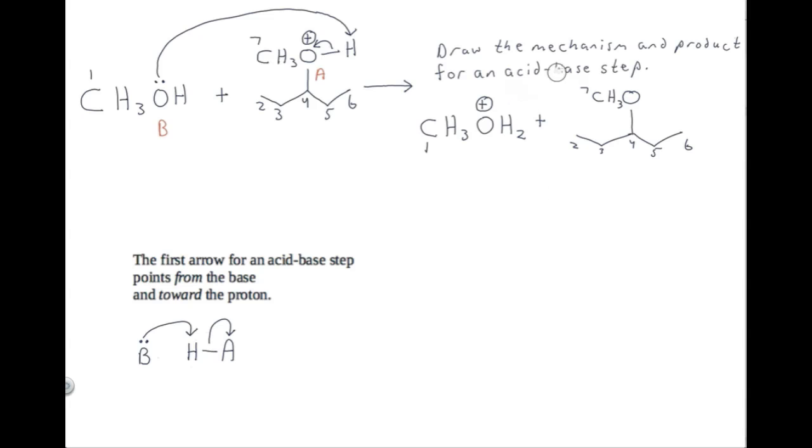Okay, so we're done. That's the mechanism and the product for this acid-base step. I hope that was a boringly easy problem for you. Remember, most mechanisms for the remainder of the course will have acid-base steps, so the acid-base steps have to be boringly easy for you. Make sure you have memorized this pattern for the arrows for an acid-base step, and particularly focus on memorizing how to draw the first arrow, because if you can get that one right, you can probably get the rest of the mechanism correct.